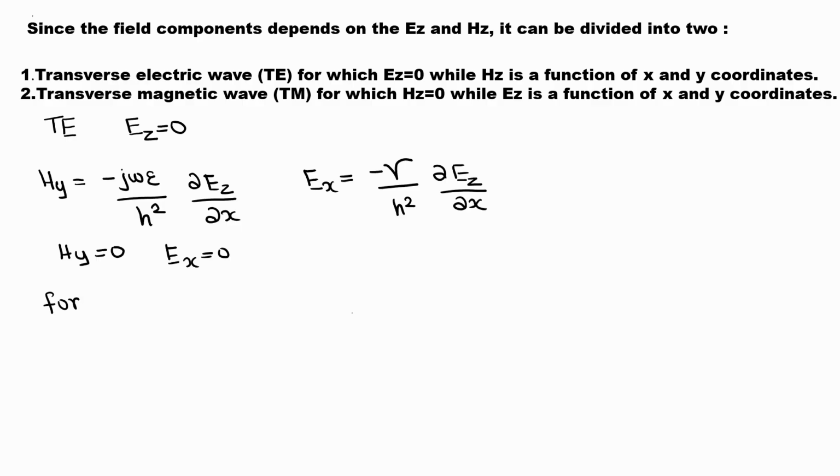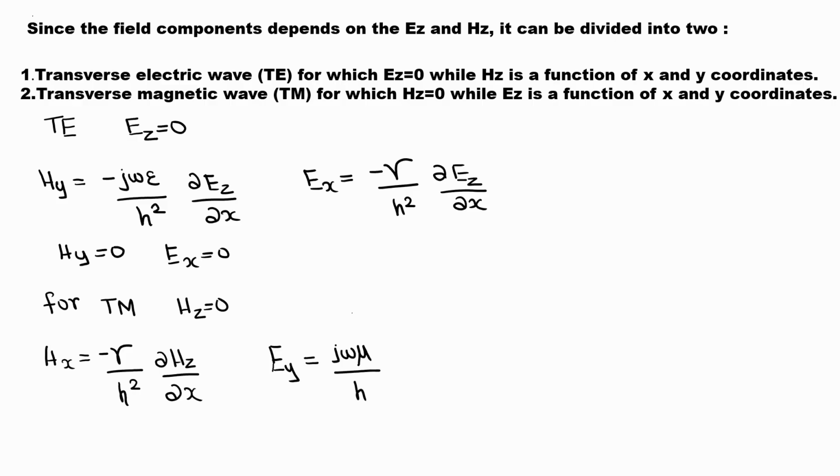Now for TM, that is transverse magnetic wave, Hz equal to 0 and Ez is a function of x and y coordinates. So Hz is a component, and Hx and Ey depend on Hz. So Hx equal to minus gamma upon h square dou Hz upon dou x, and another component is Ey, that is Ey equal to j omega mu upon h square into dou Hz upon dou x. So here Hx equal to 0 and Ey is also 0. And Hy is not equal to 0 and Ex is also not equal to 0.